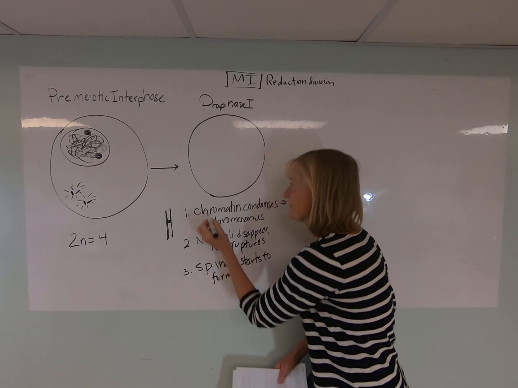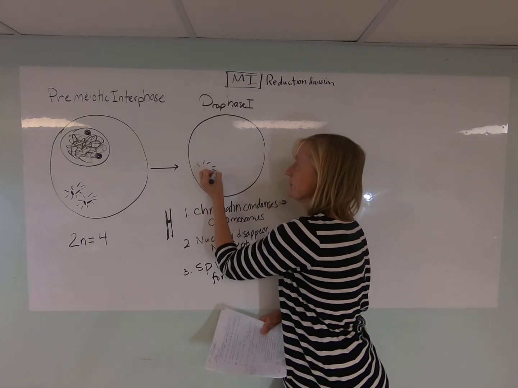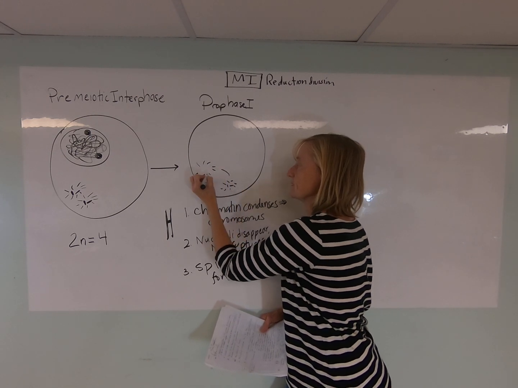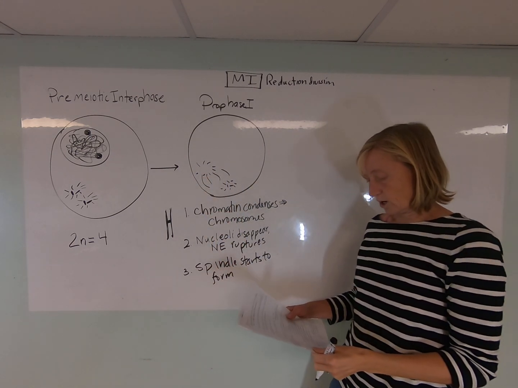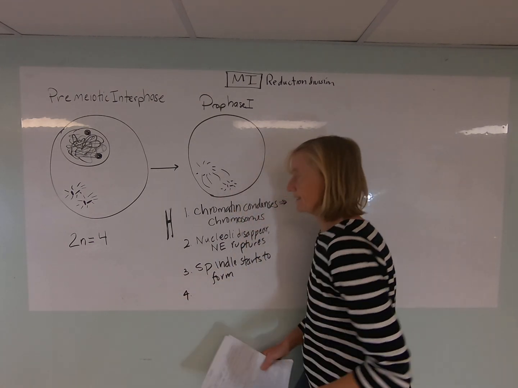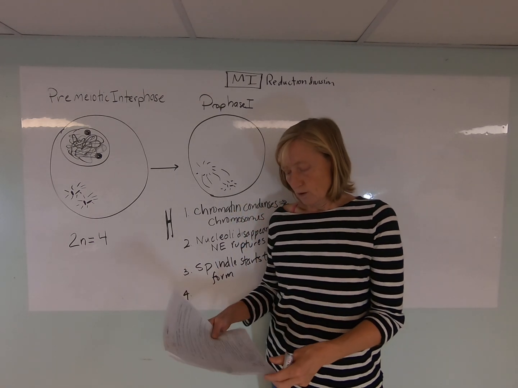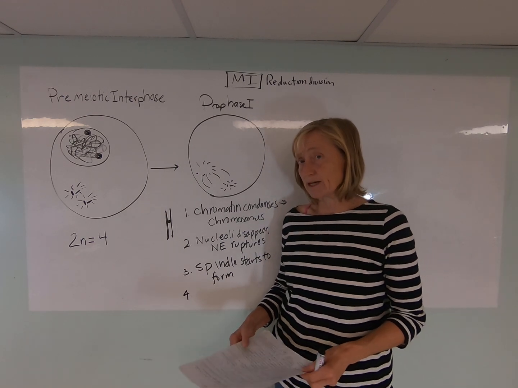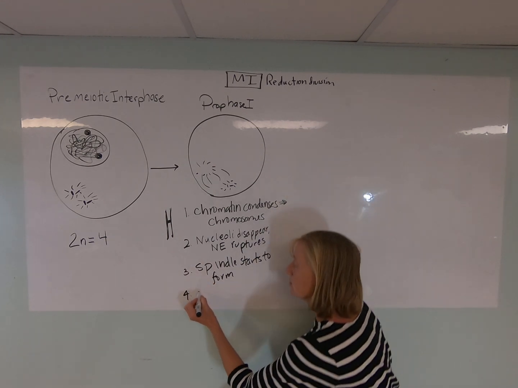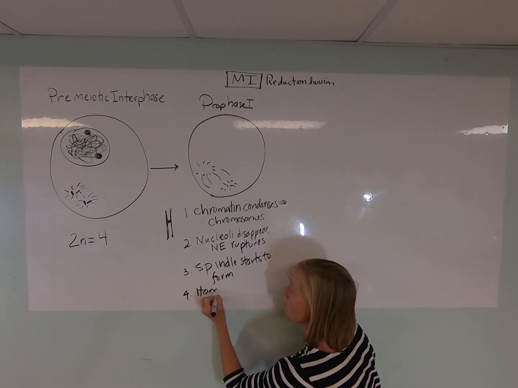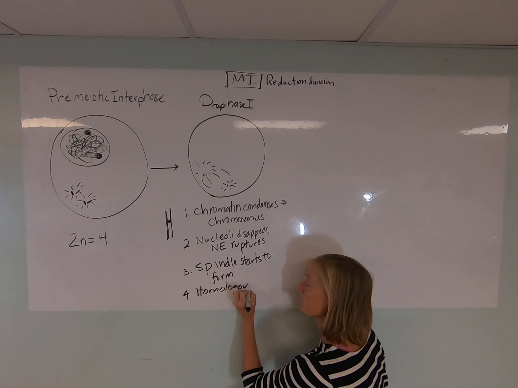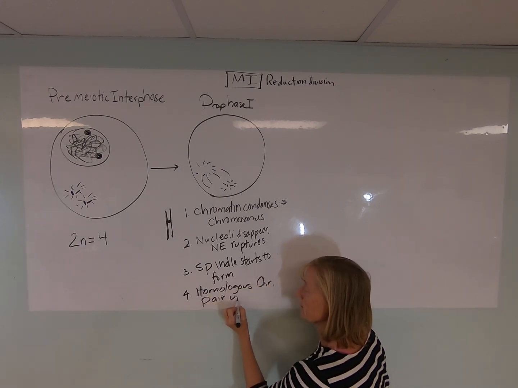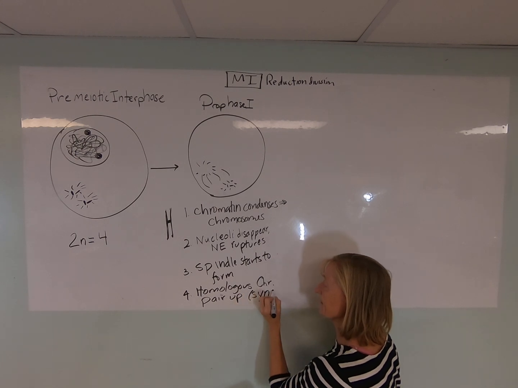I haven't drawn anything in yet. I will start to draw in our spindle a little bit, okay? So there's our spindle. It's starting to form and starting to grow. And then really importantly here, this is different than mitosis. Homologous chromosomes pair up or come together in a process called synapsis. So I'm going to write that down. Homologous chromosomes pair up in a process known as synapsis.